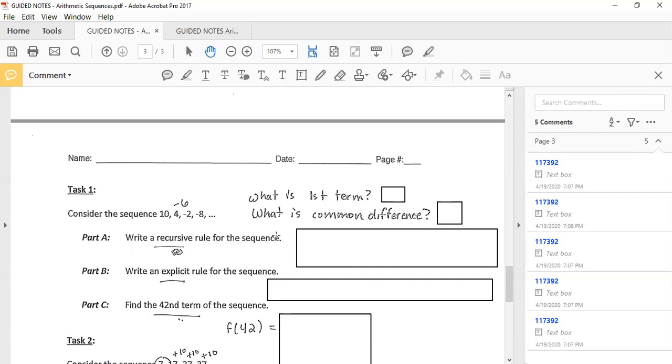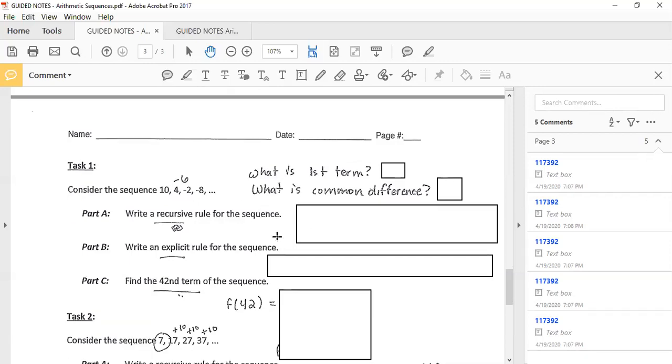We're gonna do one more example, and then I'm gonna let you guys go. Obviously, the guided notes are all available online.